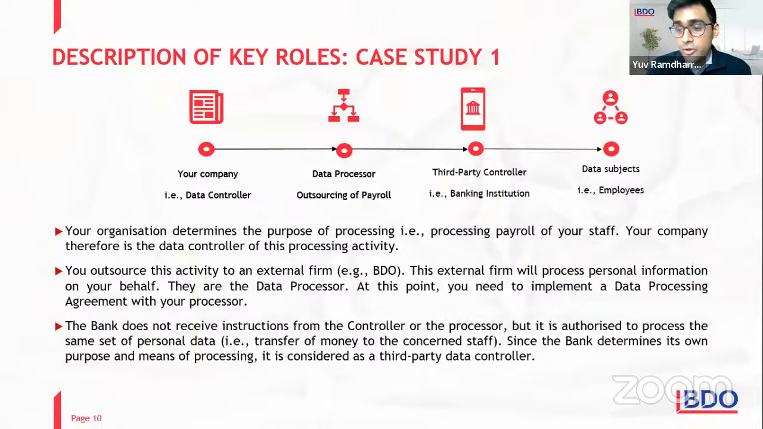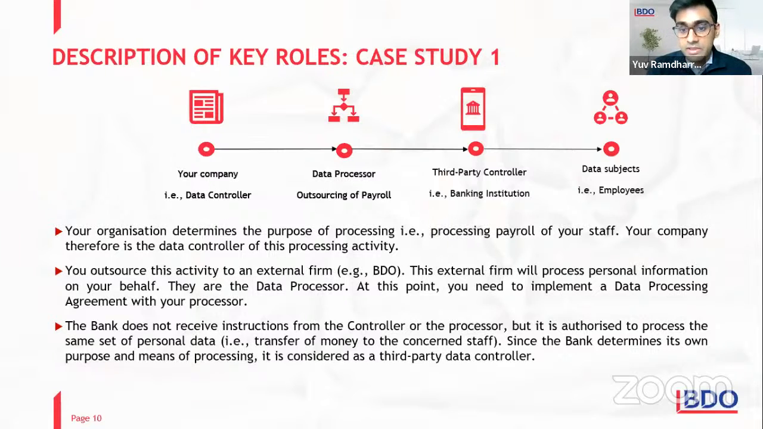And I also talked about third-party controllers earlier. In this particular case study, the third-party processor obviously is not going to pay your employees directly, right? They need to go through a bank. So in this case, the bank is also a third-party controller because it is not receiving instructions from the controller, but it is also going to make some key decisions with regard to this processing operation. The bank is going to decide on its own internally for how long it is going to store personal data and what type of personal data it needs from the data processor in order to pay your employees. So here we have two decision makers, and that's why we have a third-party controller.